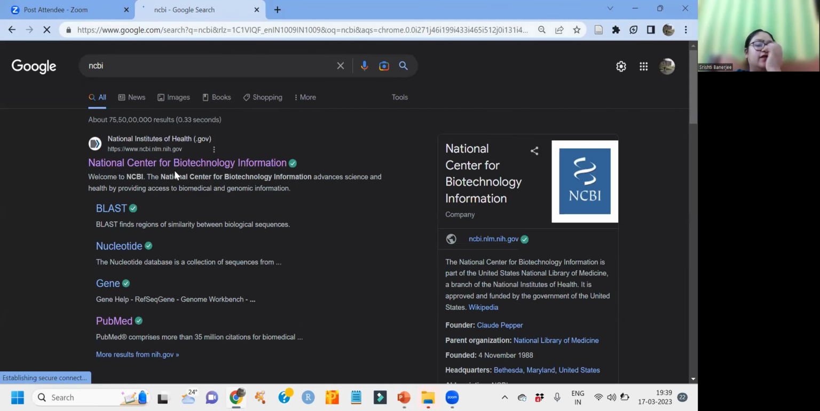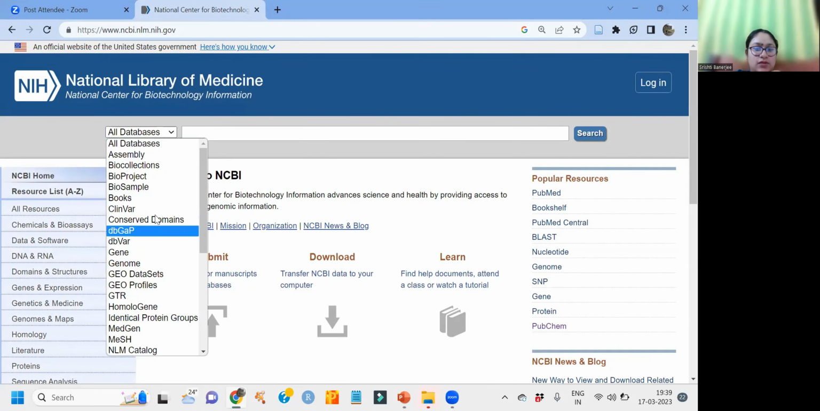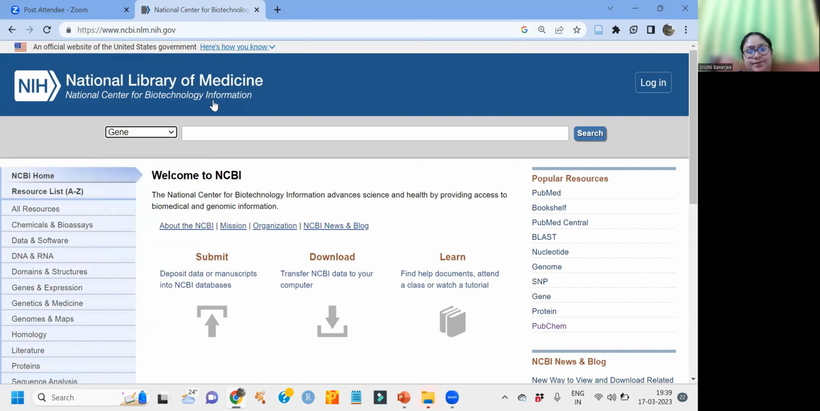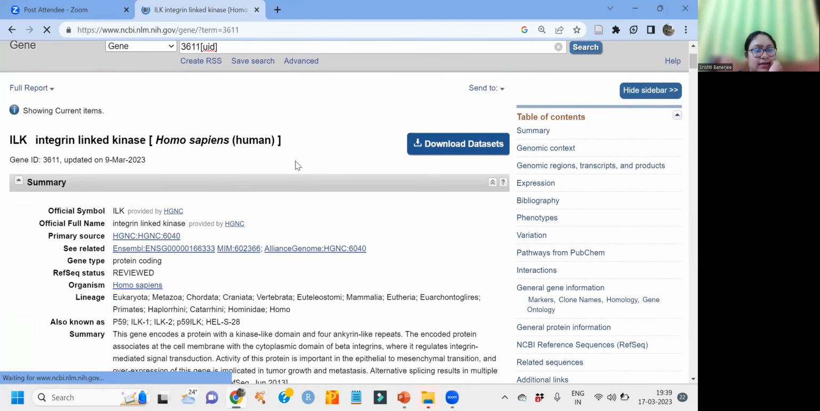Okay. National Center for Biotechnology Information. Click all databases. Now there's a drop down menu. You know that it's a protein coding gene. So you click gene and you paste the ID 3611. And you just give a search. See, you will have the entire details about this gene.